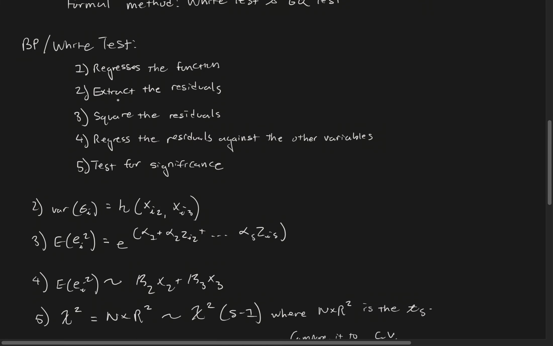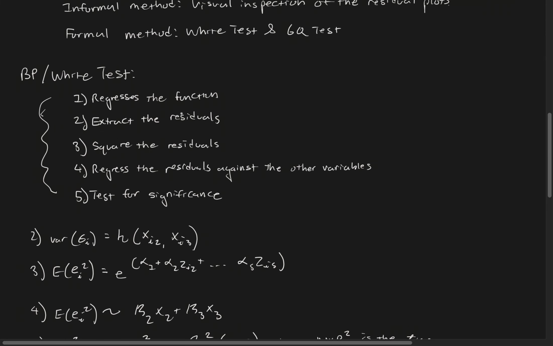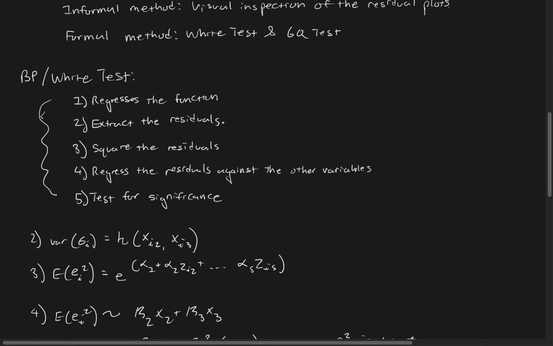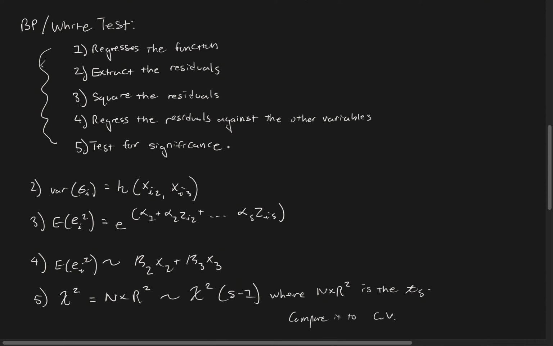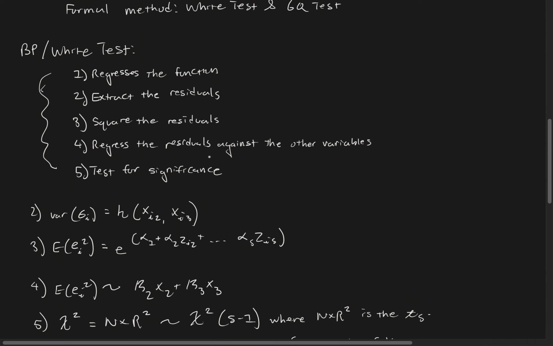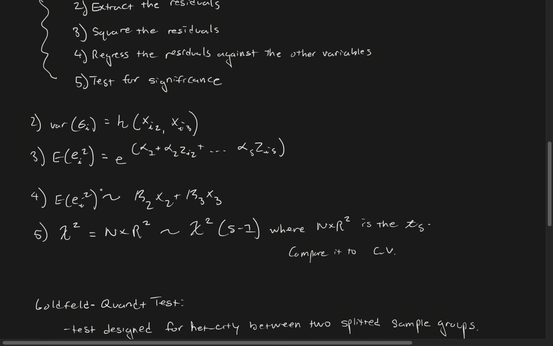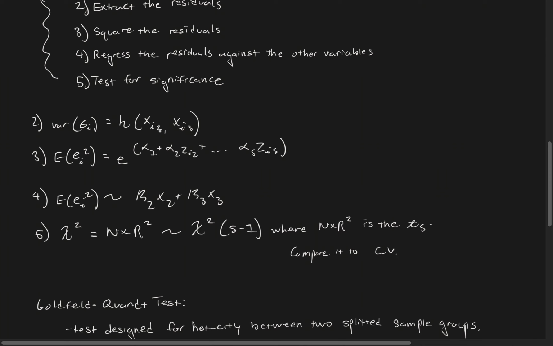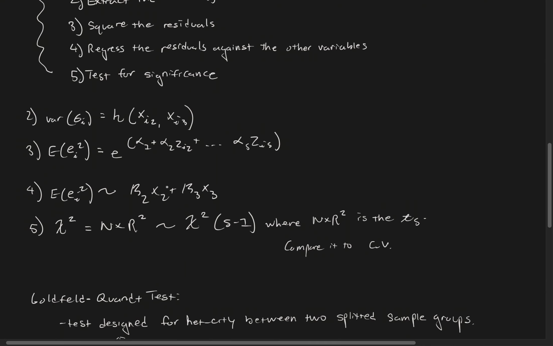These 5 steps are pretty general. They don't include all of the mathematical processes, but we'll regress the function as usual. We'll collect the residuals, or the errors. We will square the errors, and then we will actually regress the squared errors. So we first find the regression function, square the errors, and then regress that on the other explanatory variables.